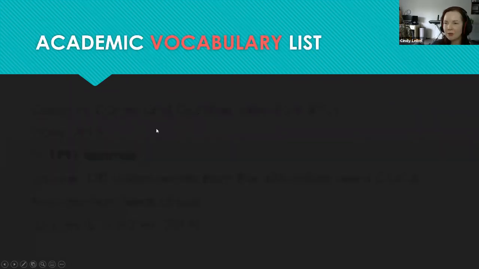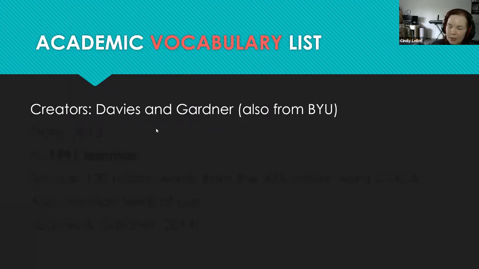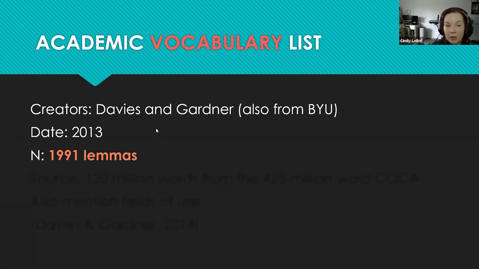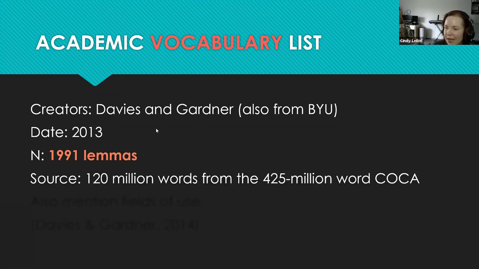And this brings me to the final list I'm going to focus on, the academic vocabulary list. This is created by Davies and Gardner, and they're again from BYU, the university in charge of all those corpora. This one was created in 2013. And unlike the academic word list, this one is much bigger with 1,991 lemmas. And it uses words from COCA, that corpus I'm going to show you guys in a bit.